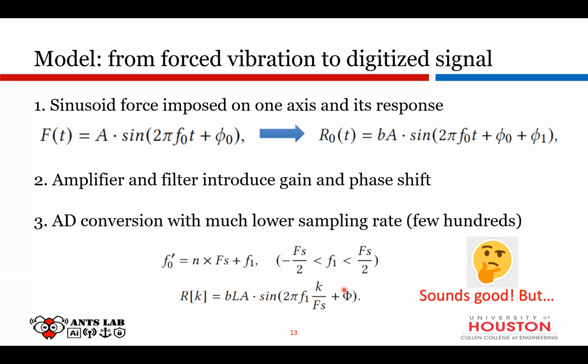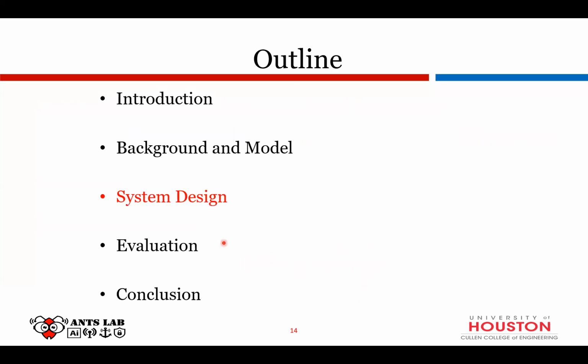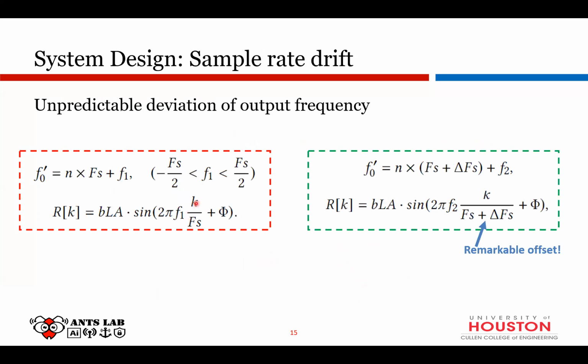So here is the mathematical model for this system. So far it seems perfect, because we can now encode and decode the information. However, some problems still remain. So what else should we do to make this system work, or what problems still need to be fixed? Then we can move to the system design section.